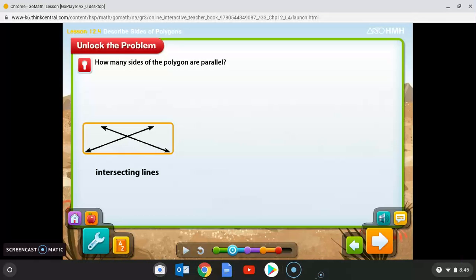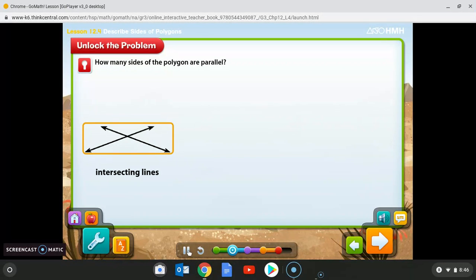The first is called intersecting lines. Intersecting lines cross to make angles. Do you see how these lines cross and make 1, 2, 3, 4 angles? So intersecting lines are going to create angles, okay?